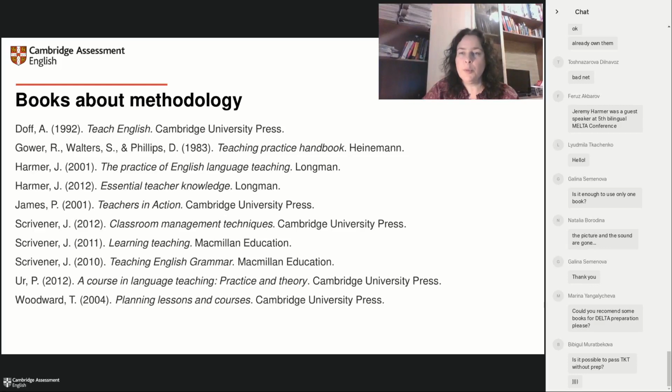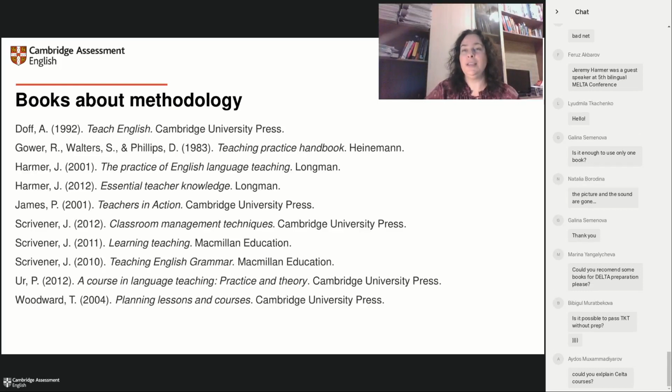Is it possible to pass TKT without preparation? Of course it is. It's just a test of your knowledge. So if you're already aware of all the key principles and techniques, we'll test that. You'll be tested in a few minutes. So probably you can go ahead. You don't need much time to prepare for that.